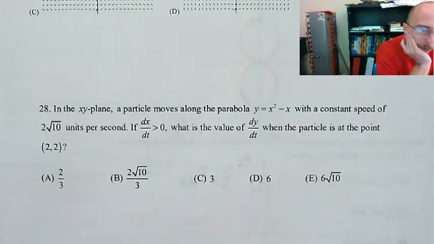In the xy plane, a particle moves along the parabola y equals x squared minus x with a constant speed of 2 root 10 units per second.